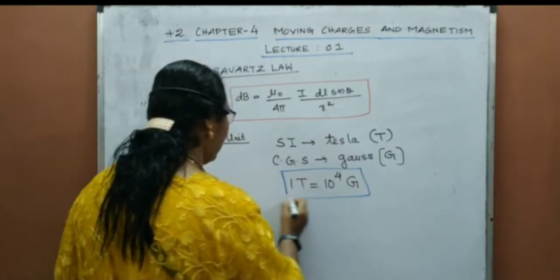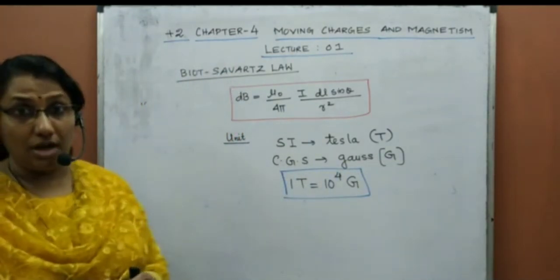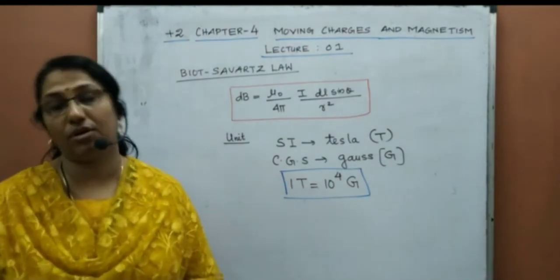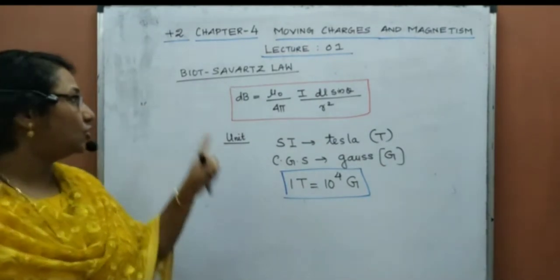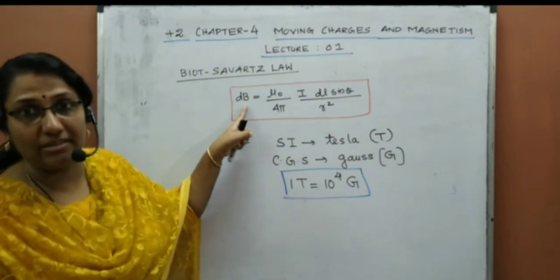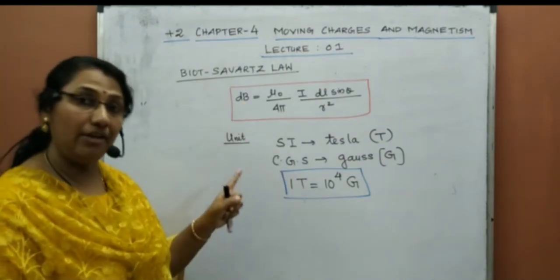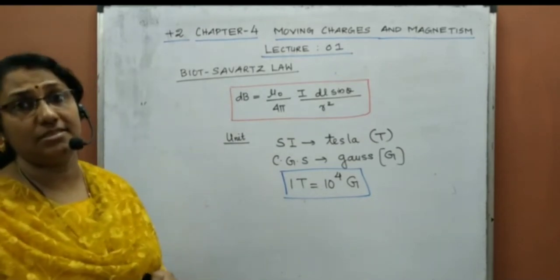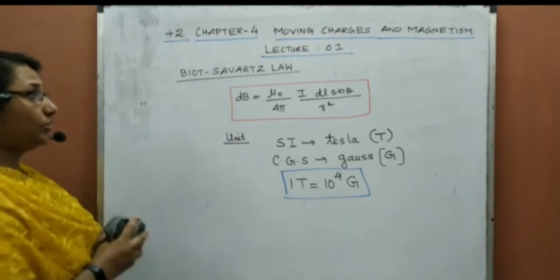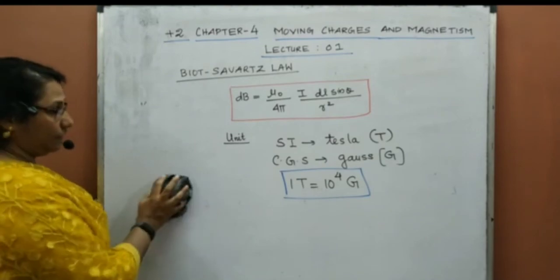Important. 1 Tesla is equal to how much Gauss? 10 raised to 4 Gauss. Clear? So now we know the magnitude of the magnetic field, and the unit of the magnetic field, both in the SI system and also in the CGS system. And now we are going to the direction of magnetic field.